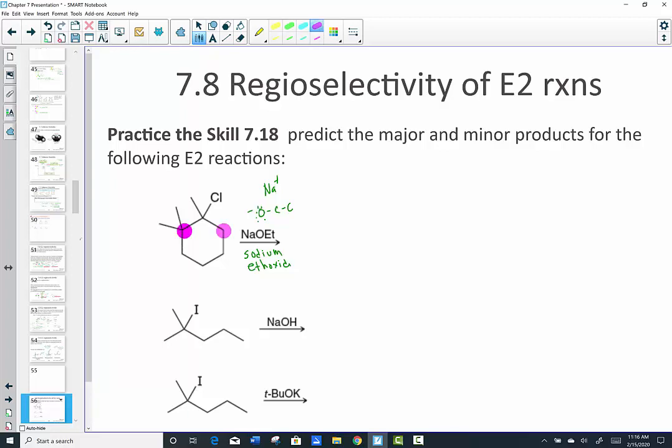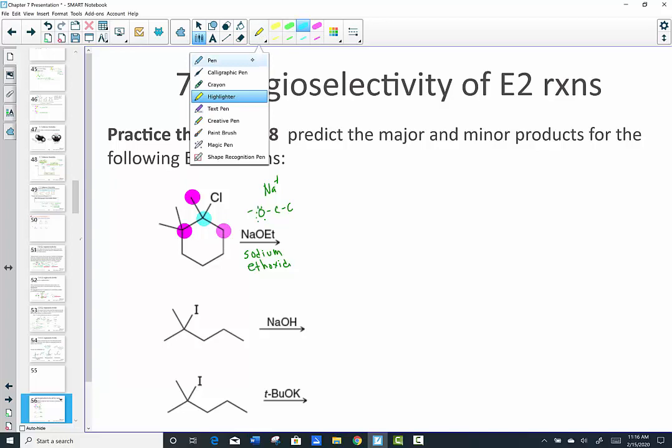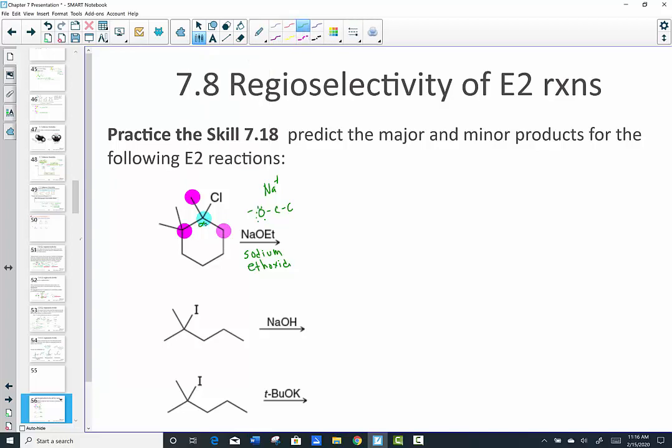Those 2 are beta carbons, and this is a beta carbon. The alpha is the carbon that's attached to the halogen, right? The alpha carbon is attached to the halogen or the leaving group. And the beta positions are 1 position away.